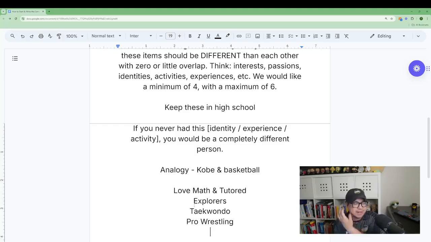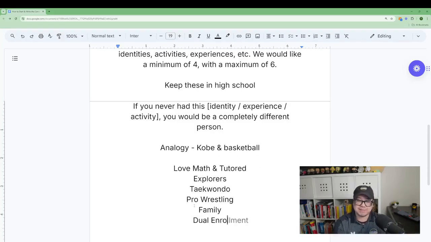What else is there? There's a bunch more, but I can say family. So I have these things. Assuming you take any of these away, I'd be a different person. Not saying it's good or worse, I'll just be a different person altogether. Actually, I lied. Dual enrollment. I took a bunch of college classes that definitely made me who I am as well. All right, so these are my 6 things.